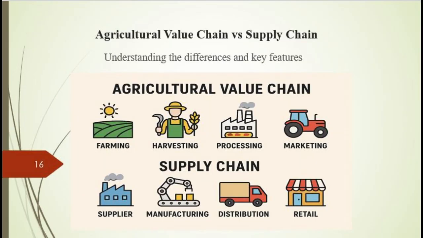Agricultural value chain versus supply chain. Many people confuse these two terms. Agricultural value chain focuses on adding value at every stage through processing, packaging, branding, certification, and support services. Supply chain focuses on moving products efficiently from producers to consumers. In simple words, value chain equals creating value. Supply chain equals delivering products.